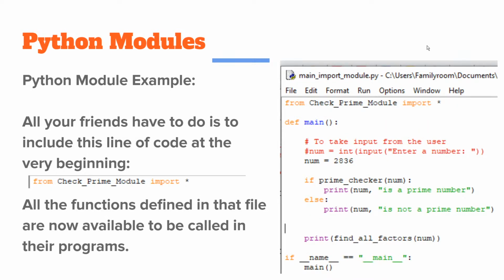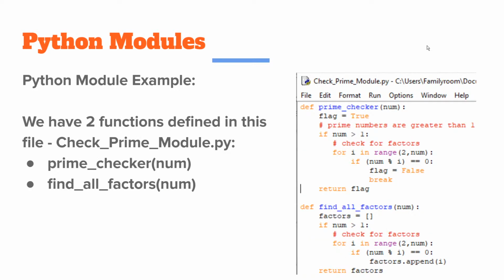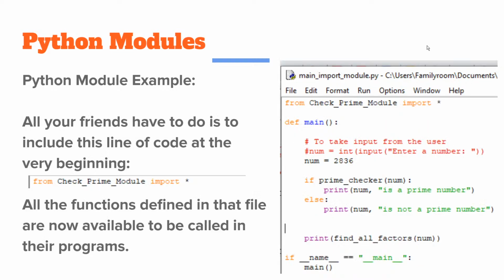So here's an example of another module. In this program over here, this was a module that we wrote ourselves. Say we want to use this method in another program. Well, how will we do that? We come over here and we write this line: from checkPrimeModule import star. So what does this line mean? Well, we have two English words here, and two special words or characters.